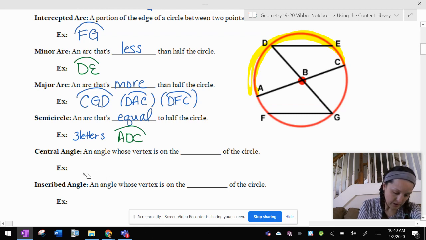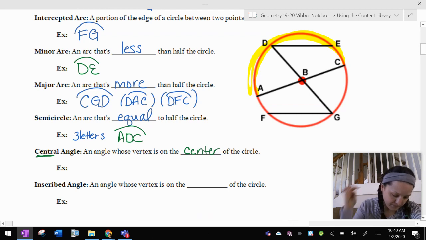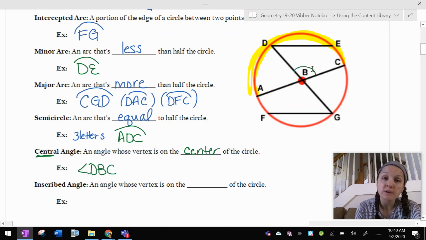Okay. 2 more new phrases, inscribed angle and central angle. A central angle has something to do with the center. A central angle is an angle whose vertex is on the center of the circle. Okay? An angle whose vertex is on the center. So like angle DBC is this angle right here. Its vertex is on the center.